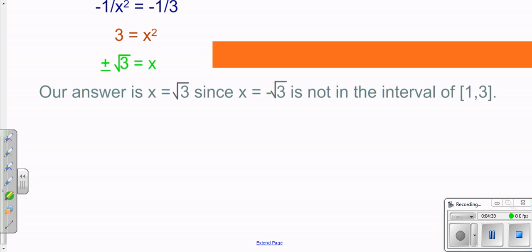So that's our mean value theorem. It says your derivative has to be equal to your slope, and what causes your derivative to be equal to your slope is going to be somewhere in between the two endpoints here.